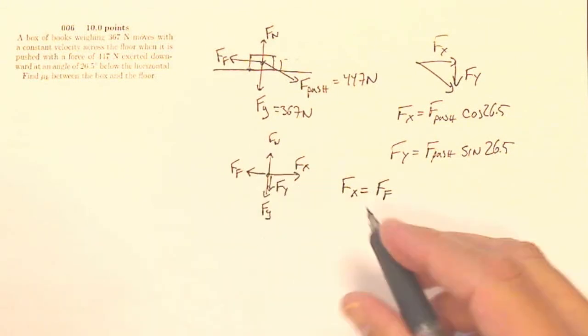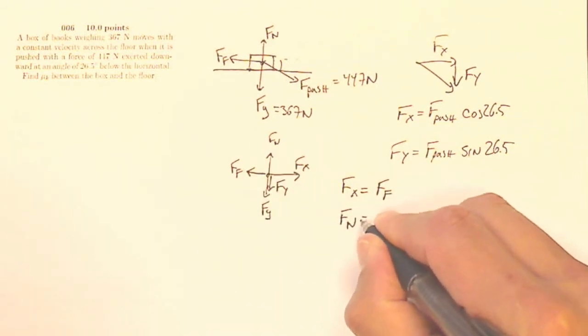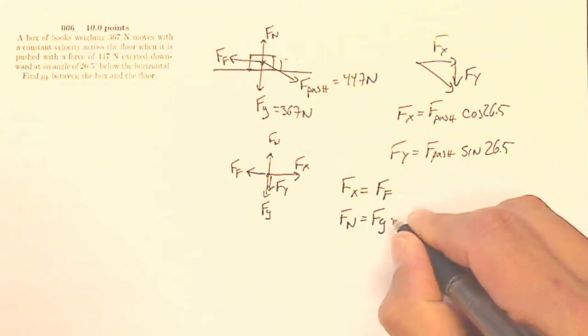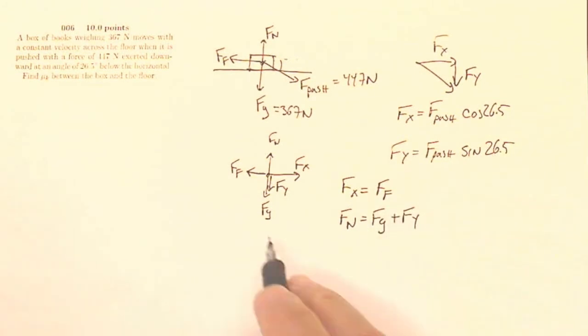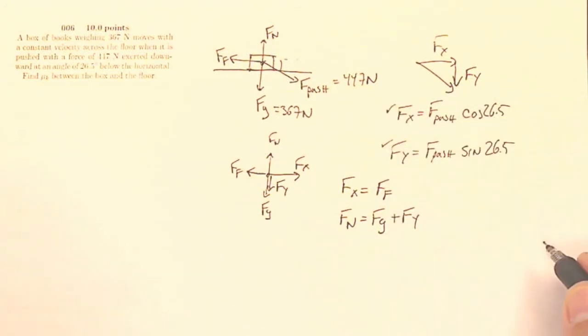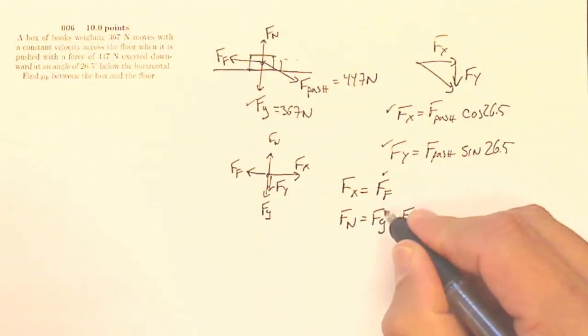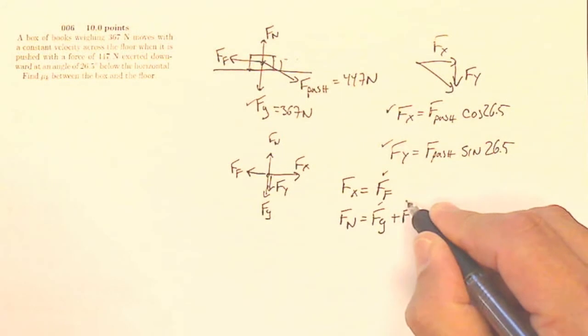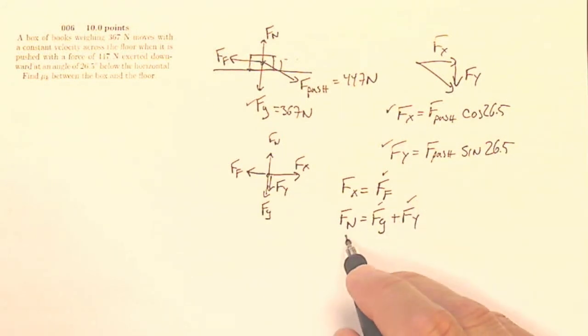I also know that up and down, my normal force is going to be my gravity plus my Fy, because these two are down and that one's up. So let's see. I know Fx, I know Fy, I know Fg. So that's this one and this one and this one. So now I can figure out my normal force.